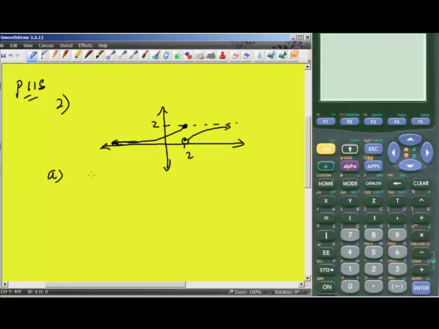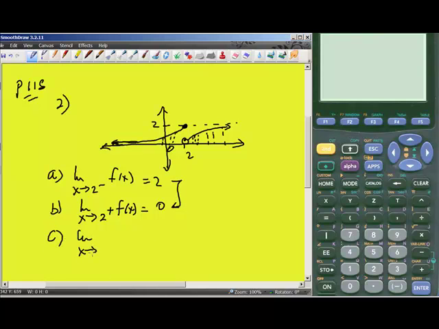The first question, A, they want you to find the limit as x goes to 2 from the left-hand side of f of x. So when I come from the left-hand side, as I get closer and closer, this thing is going to 2. B, limit as x goes to 2 from the right-hand side of f of x. That means I'm coming from the right, going to 2. As x gets closer and closer to 2, the value of the function is getting closer and closer to 0. So that's 0. Look, these two do not match up. So what can I say in part C? The limit as x goes to 2 of f of x does not exist, because they have to match up.